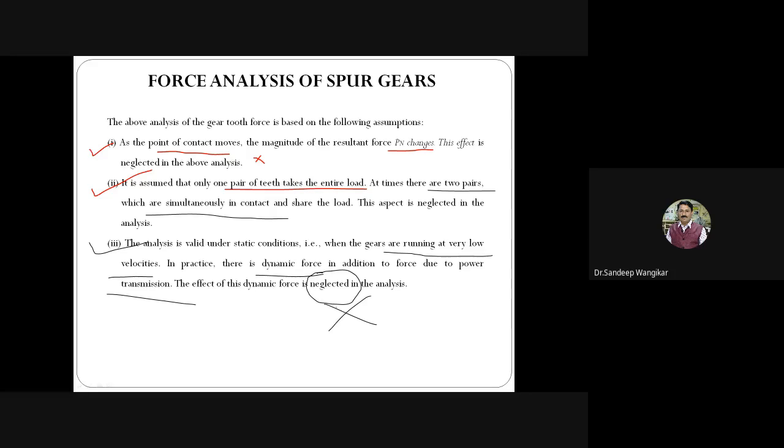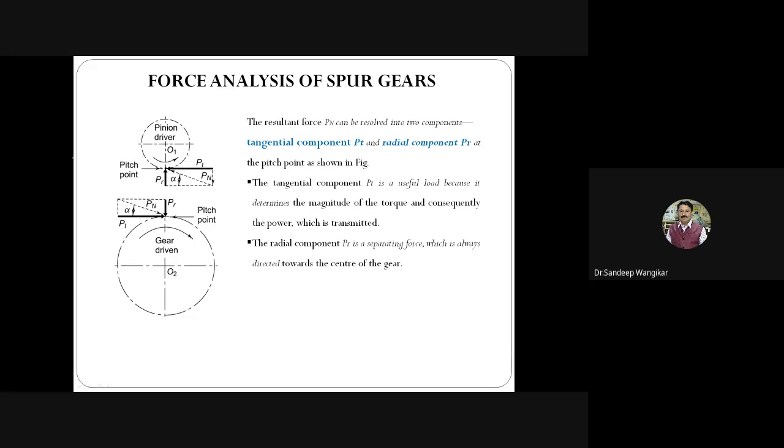First, as the point of contact moves, the magnitude of resultant force Pn changes, but this effect is neglected. When the gear is transmitting the load, at all times there are two pairs in contact simultaneously to share the load. This aspect is completely neglected, and it is assumed that only one pair is taking the complete or entire load. And third, the analysis is valid under static conditions, when the gears are running at low velocity. When it is rotating at higher velocity, dynamic condition, this aspect is not considered, neglected. These are the assumptions.